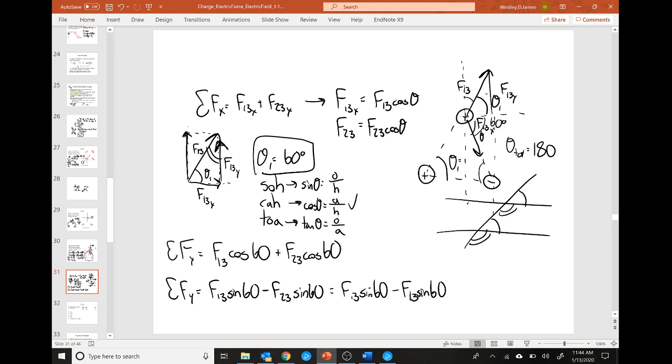How did I make that? I'll clarify this. Magnitudes. How did I get from F23 to F13? Well, if F13 equals F23, I can just plug that in.